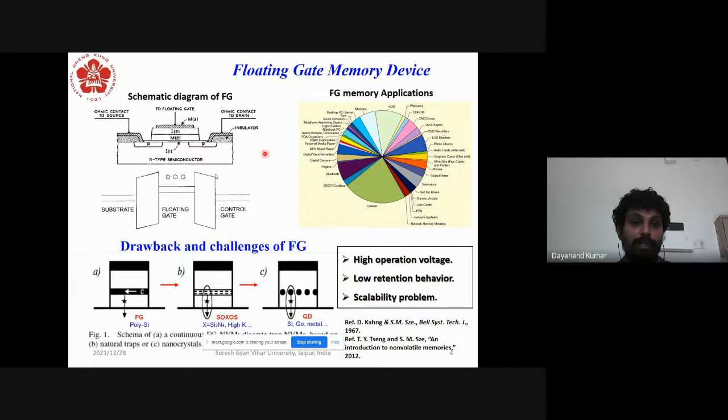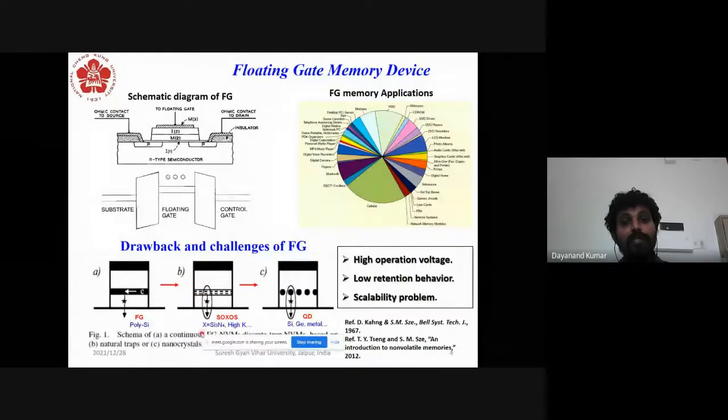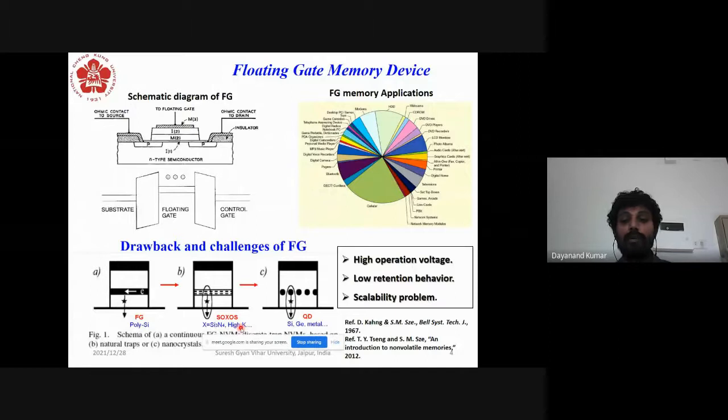There are a lot of applications, but if you see the drawbacks and challenges of floating gate memory, there is also the leakage path I told you about. First they used polysilicon to store the data, but again they used SONOS. SONOS means they use silicon nitride and high-k dielectrics like HfO2, MgO, Al2O3. These are high dielectric materials, but the problem is scalability.